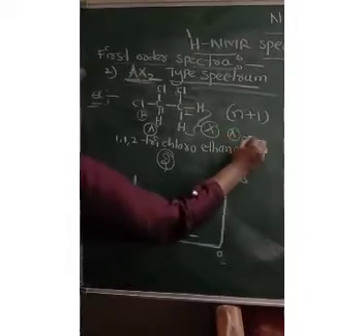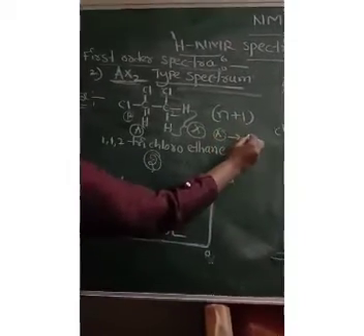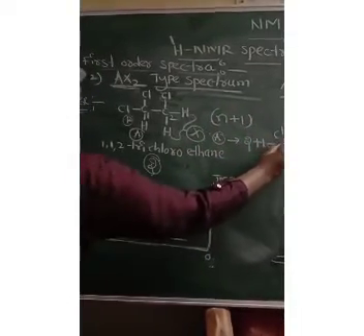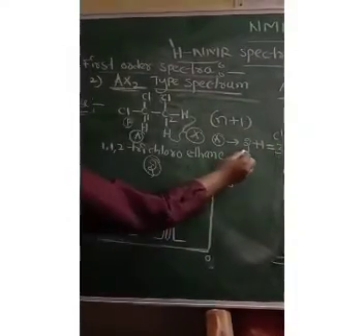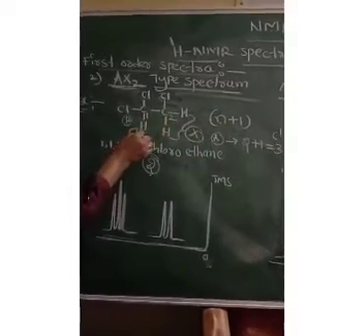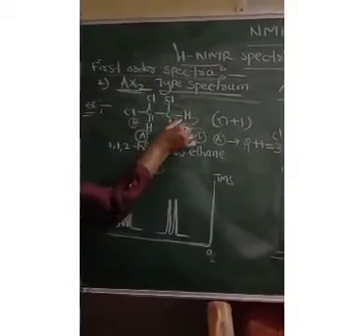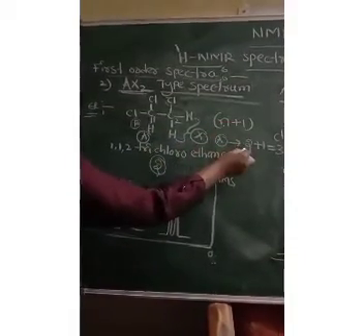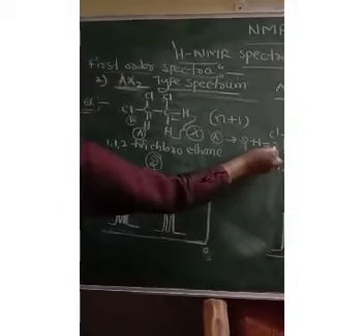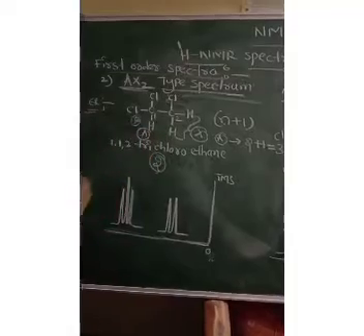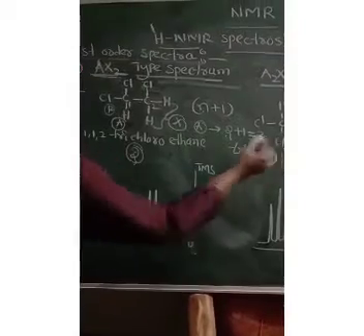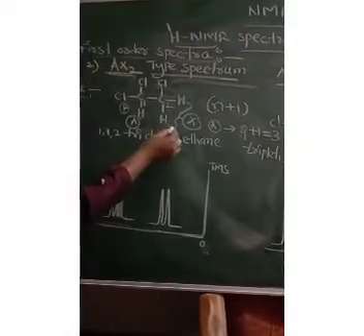For this A type of proton, the number of neighboring protons is 2, and in the rule, 2 plus 1 equals 3. Here 2 means the number of neighboring protons; for the A type of proton, the adjacent protons are 2. That's why n is equal to 2, and 2 plus 1 equals 3. So 3 lines appear in one signal. That is the A type of proton signal, and that is a triplet.